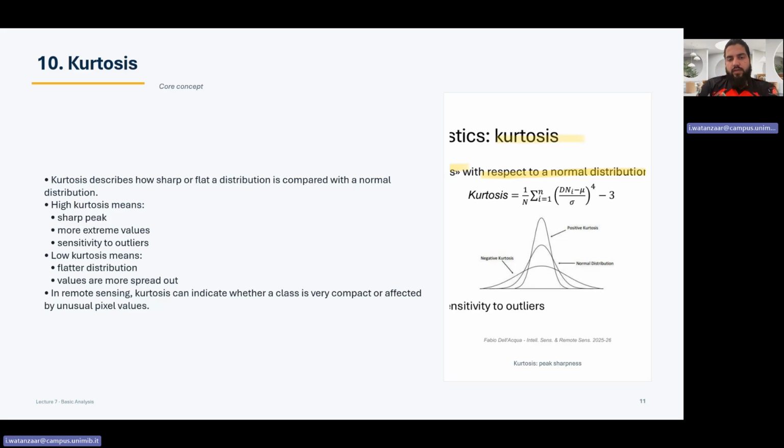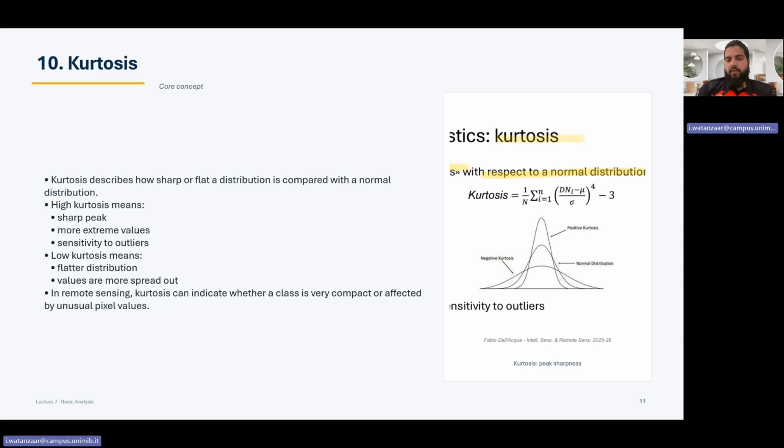And remote sensing cortices can indicate whether a class is very compact or affected by unusual pixel values. This is exactly looking for this kind of distribution of the data, and this is why it's also causing the skewness in the data. Like for the compactness, for the compact or the affected by the unusual pixel value, one maximum value in the overall can affect it.